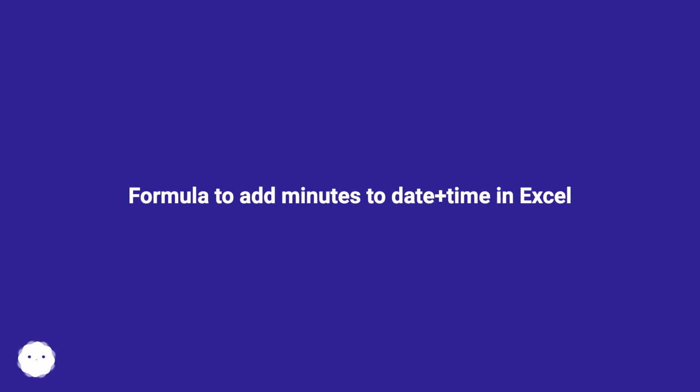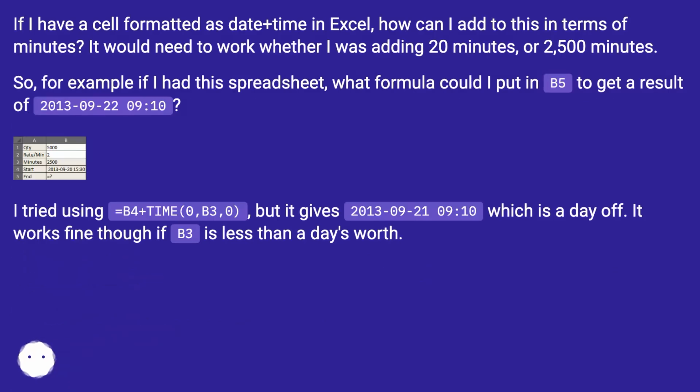Formula to add minutes to Date+Time in Excel. If I have a cell formatted as Date+Time in Excel, how can I add to this in terms of minutes? It would need to work whether I was adding 20 minutes or 2500 minutes. So, for example, if I had this spreadsheet, what formula could I put in B5 to get a result of September 22, 2013 09:10?